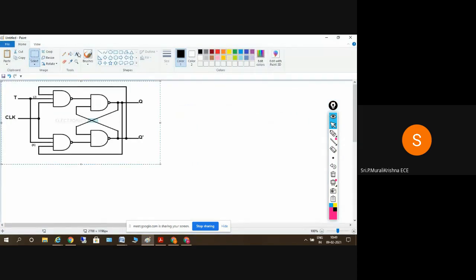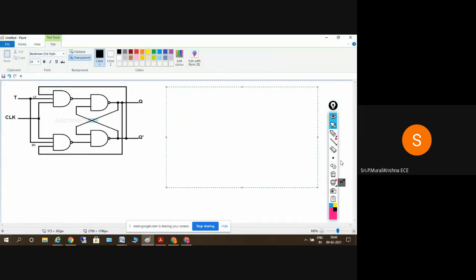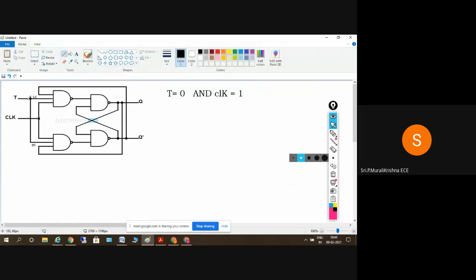Yeah, so this is the T flip flop. T is equal to 1 and T is equal to 0, with clock equal to 1. For a T flip flop, the J and K inputs are tied together. You can check here: for a JK flip flop, if I tie these two inputs together, we get a T flip flop. Everything else is the same.